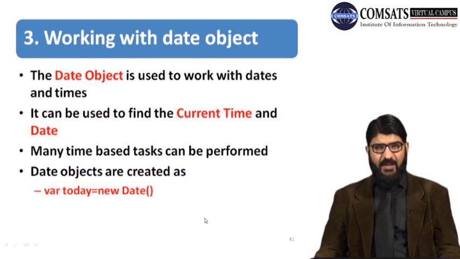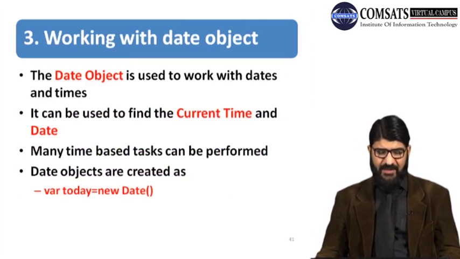Now working with the date object. The date object is basically used to work with date and time on the user web browser. It can also be used in order to find the current date and time, and many tasks for the web-based applications are dependent on time.